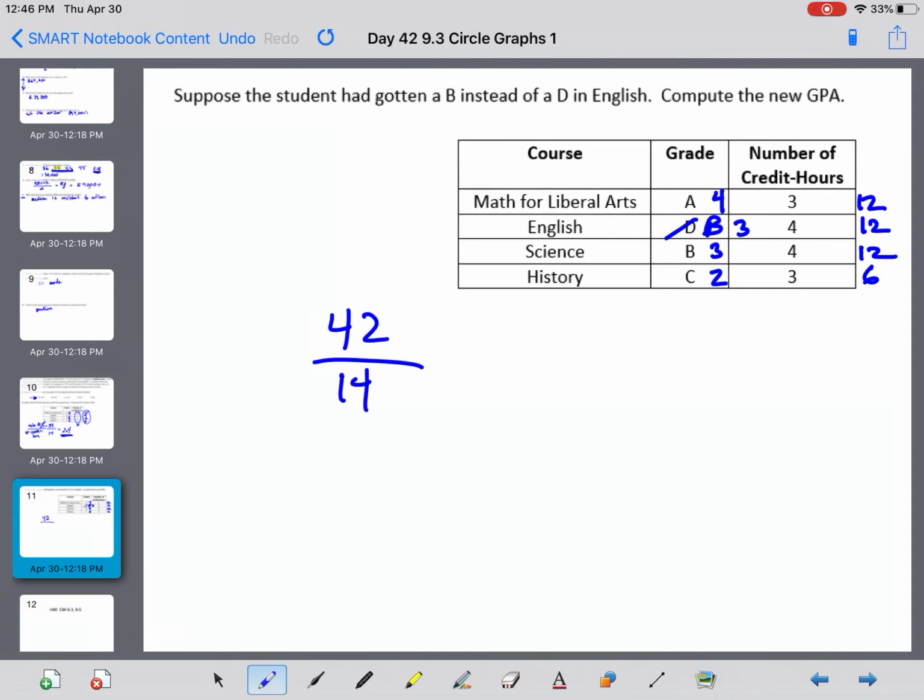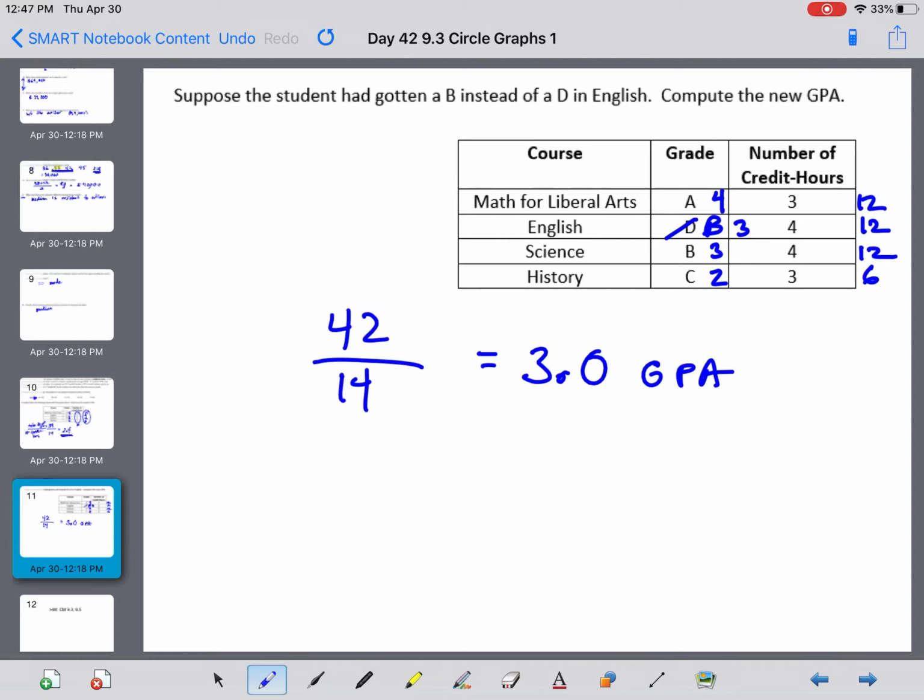I can go ahead and add all of those up, and if I do that, I'm now getting 42. I still have the same number of credit hours, so 42 divided by 14 gives me a 3.0 GPA. So going from that D to a B had a really significant impact on the overall GPA. You went from a C GPA, because you were in the 2s, up to a B GPA, because you're now in the 3s. So just something to consider.